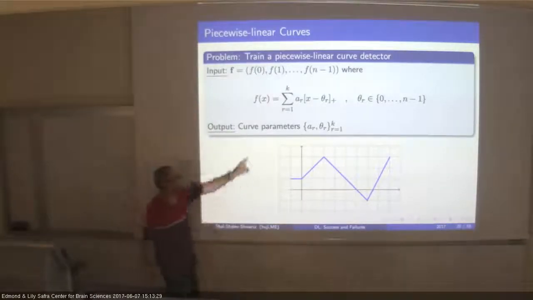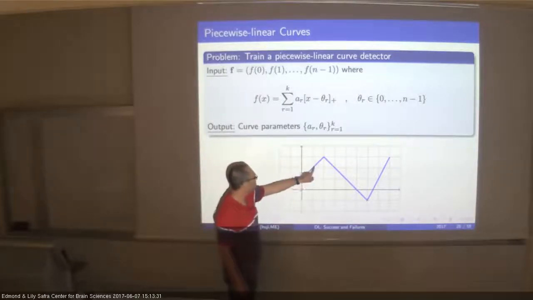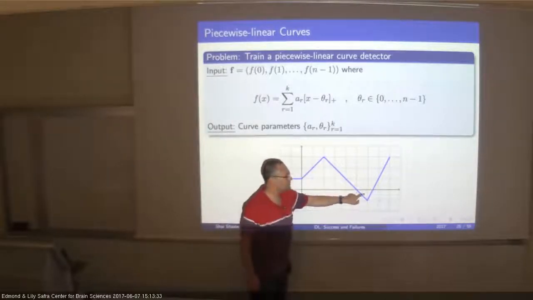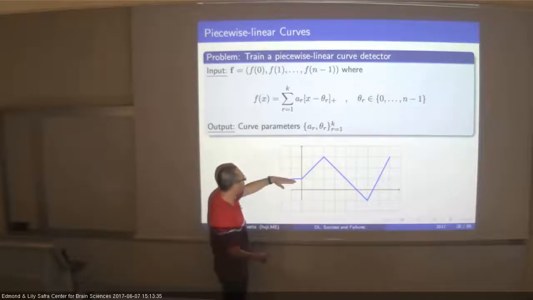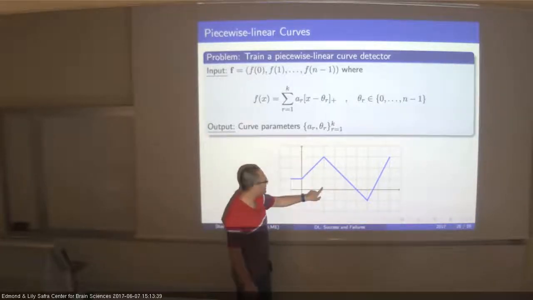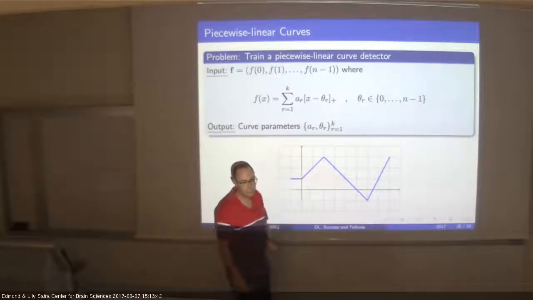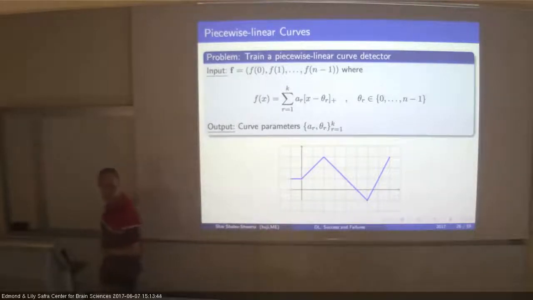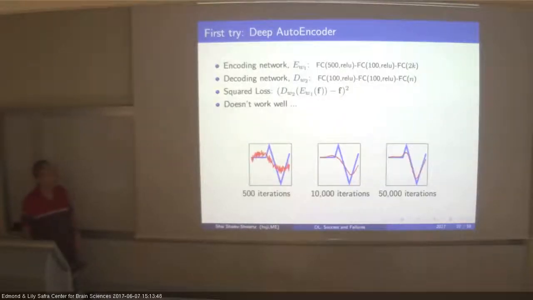I give it a vector with this height. And I want to find out that at this point, the slope is changing. Then at this point, the slope is changing. The point where it changes, okay? Very simple. Okay, so seemingly a very, very simple problem. The dimension I chose was 100, okay?